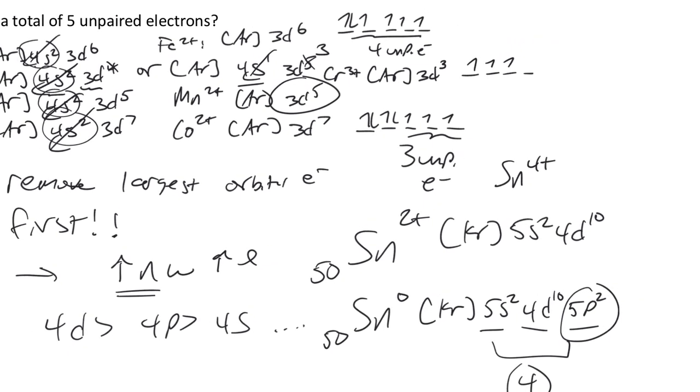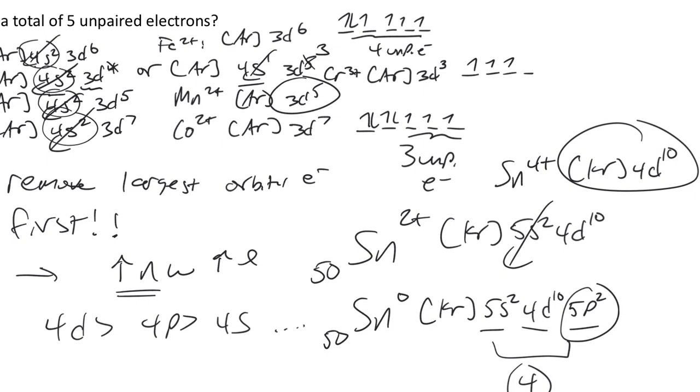And then if I have to go to the configuration for tin 4 plus, another cation that's common for tin, then we're taking the next 2 valence electrons. So we're taking the s electrons next, the next largest orbital. So this would be a krypton 4d10. And I think you can maybe even appreciate why we're not counting the 4d10 toward the valence count, because we're not even removing them. And tin 6 plus isn't even a normal cation. Tin 4 plus is the highest charged common cation of tin.